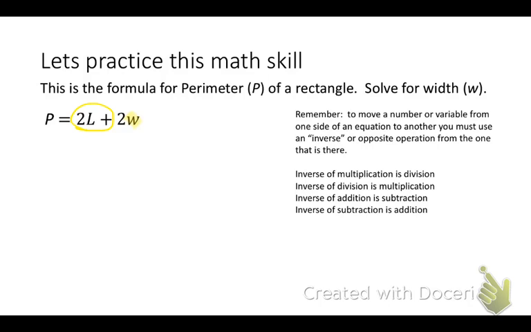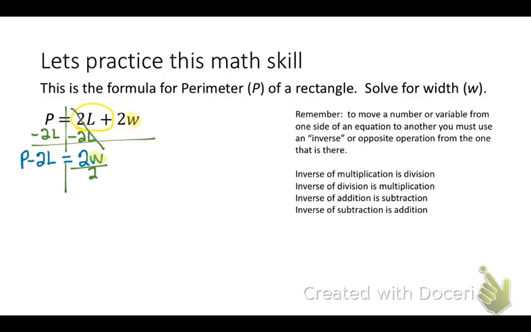To get rid of 2l, since it's being added, I'm going to subtract. If I subtract from one side, I have to subtract from the other. My 2l's will cancel and give me 0. I don't write down 0. I'll just bring down my 2 times the width. And on the left-hand side, P stands for perimeter and L stands for length. So I can't subtract those two, so I'm going to write them both down. Perimeter minus 2 times the length. Now again, I'm keeping my w, so I have to get rid of the 2 that's being multiplied by it. I'm going to do that by dividing both sides by 2.